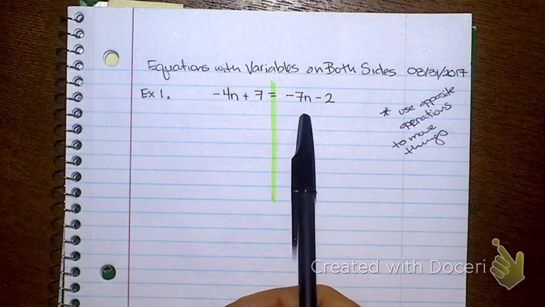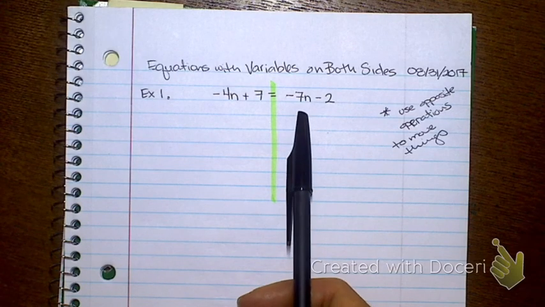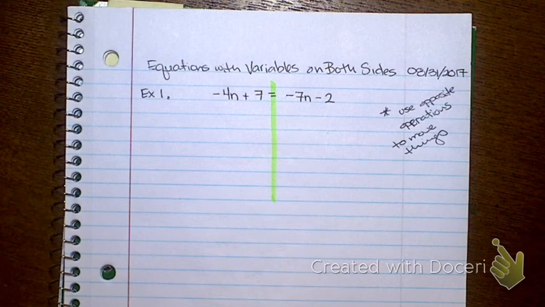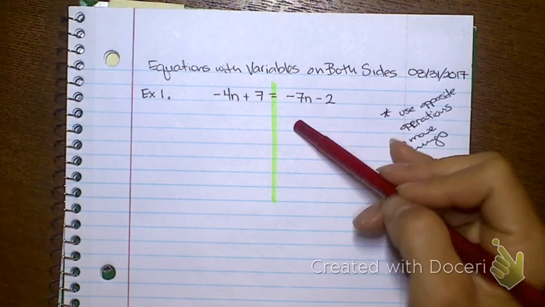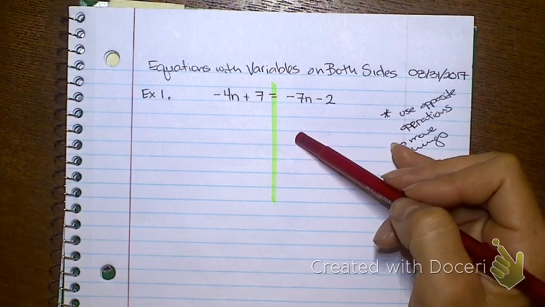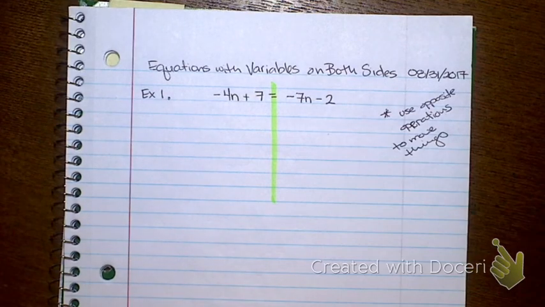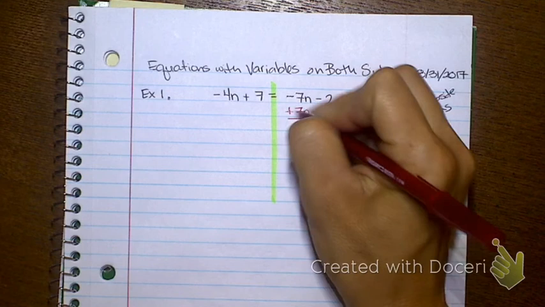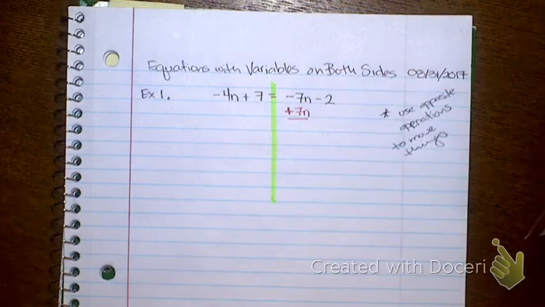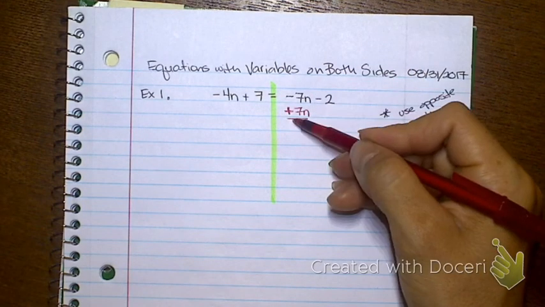So how do I make this negative 7n disappear or turn it into 0, basically? What would I do? Yeah, I would add it, right? If I divide it, it's going to make 1, and so that wouldn't make it go away completely. So what I want to do is add 7n, because what's any number added with its opposite? 0. Does that make sense?